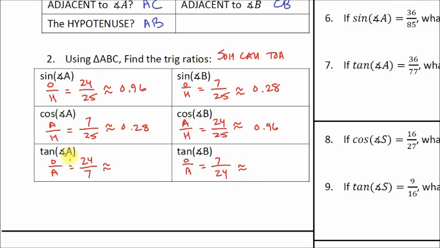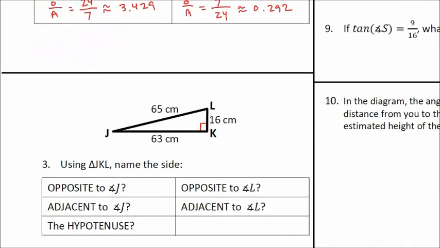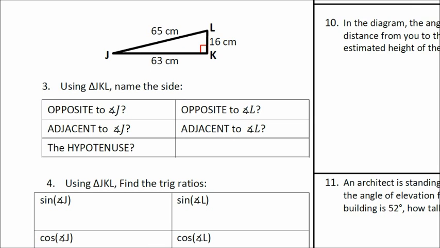Tangent of one angle is the reciprocal of the tangent of the other reference angle. So if I tell you the tangent of angle A is 24/7, you should be able to know that the tangent of angle B will be the reciprocal, 7/24. 24 divided by 7 is 3.429, rounded to 3 decimal places. And tangent of angle B, rounded to 3 decimal places, is 0.292.